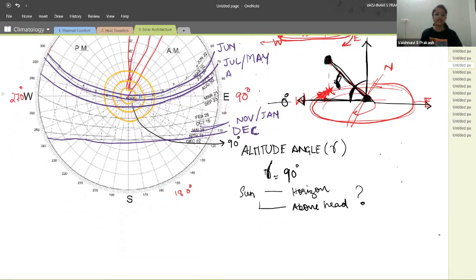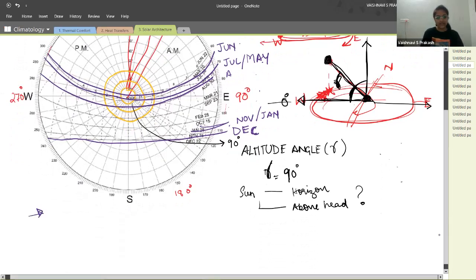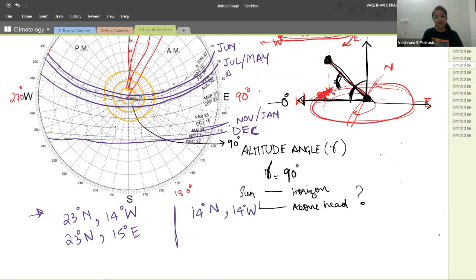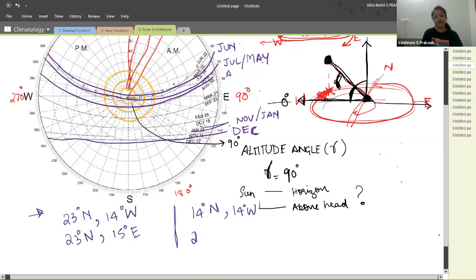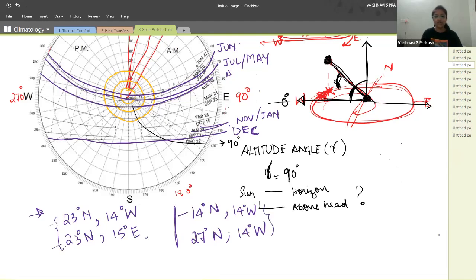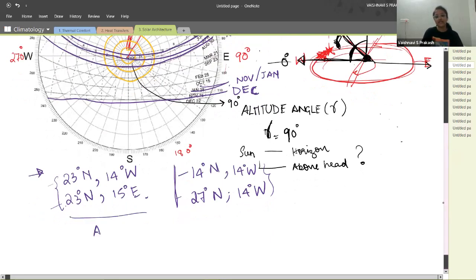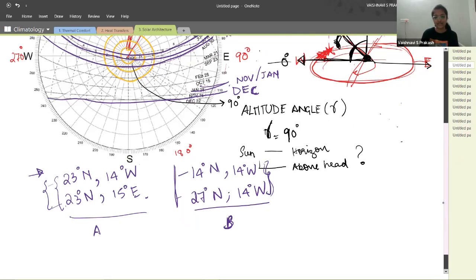Okay. So one question to you all: say I'll give you 2 locations. At 23 degrees north and 14 degrees west, and 23 degrees north and 15 degrees east. The other set of locations are 14 degrees north and 14 degrees west, or 27 degrees north and 14 degrees west. Here we can see that the 23 degree latitudes are the same, but the longitudes are varying. Here the longitudes are the same, but the latitudes are varying. Which set, A or B, will have the same sun path?